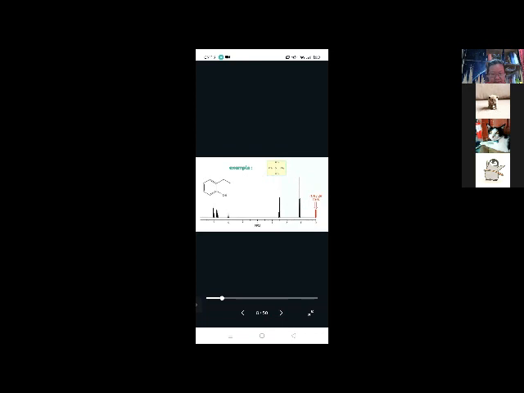This is just an example of how the reading will look. It will give a very sharp peak, and the TMS is always represented as 0 ppm.